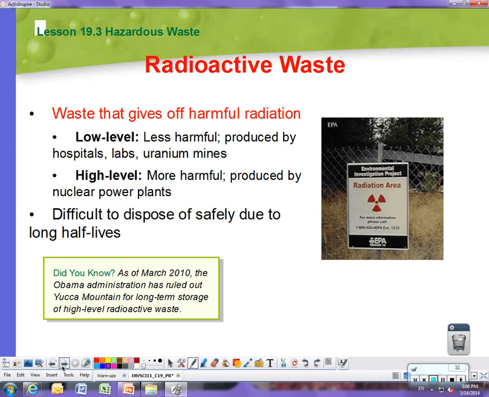Radioactive waste is waste that gives off harmful radiation. Radiation can cause intense damage to the body as well as cancer. And radiation is usually given off by factories and nuclear power plants.